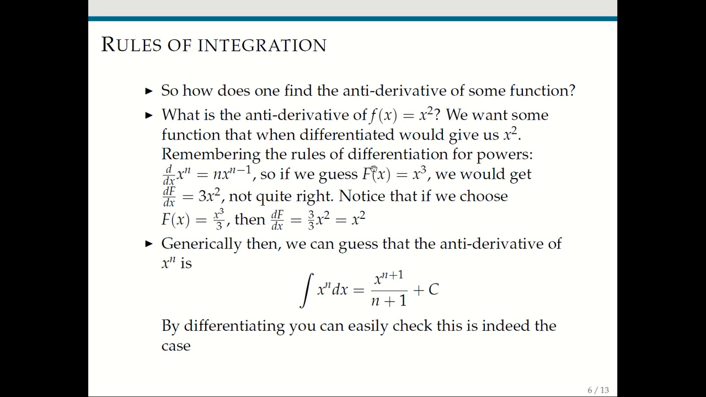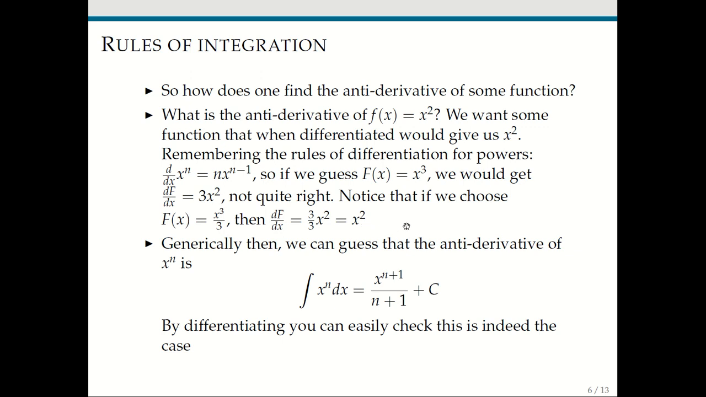So notice that if we guess that the antiderivative is x cubed, and we carry out the differentiation, we get 3x squared, which is not quite x squared, but very close. And it guides us towards the right answer, because now if we take our initial guess and we simply divide it by 3, and we carry out the differentiation again, we do indeed get x squared.